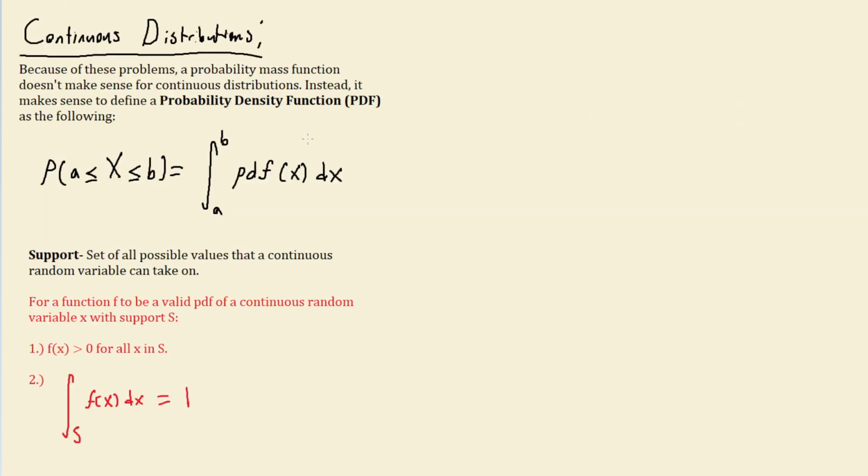And so because of these problems with continuous data, where the probability of the outcome of a continuous random variable being equal to some particular outcome is always going to be equal to 0, it doesn't make sense to define a probability mass function for continuous distributions. And instead, it makes more sense to define what we call a probability density function, which is going to be a function, here I'm saying PDF, that exhibits the following property, where the probability of the outcome of our continuous random variable being between A and B is going to be given by the area under the probability density function from A to B.